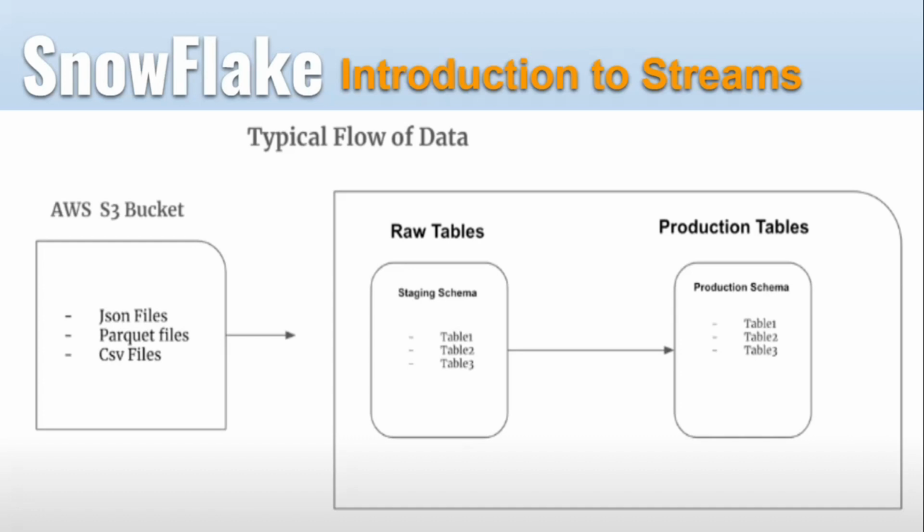So let's say 20 new rows come into your raw table, which had updates. You can actually update your production table on the basis of the data that you have captured using your stream from the raw table. So this is a very typical use case of streams.